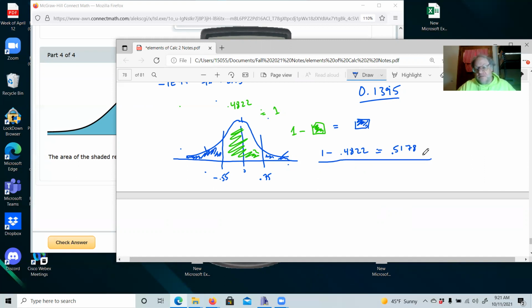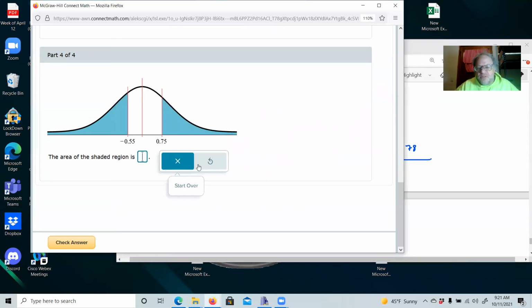All right. So that's where we have that. So this was 0.5877, 5178, 0.5178. Okay, so it's not magic.